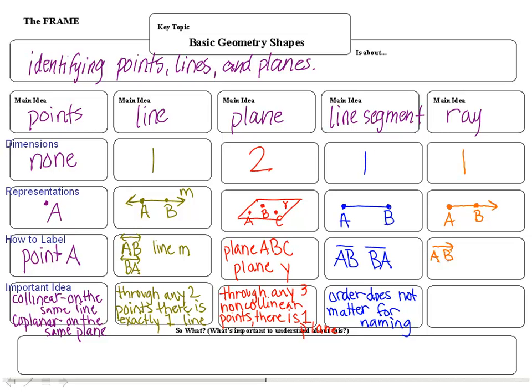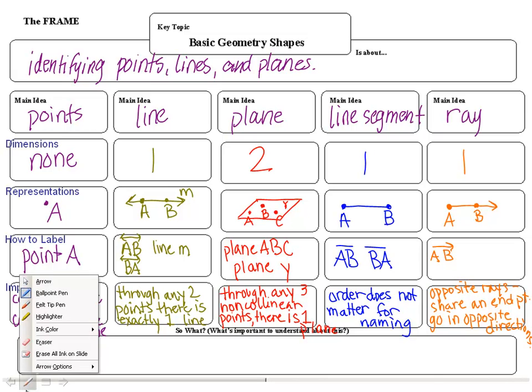An important idea here is opposite rays. Okay, these share an endpoint, and they go in opposite directions. Okay, so opposite rays share an endpoint, but go in opposite directions.